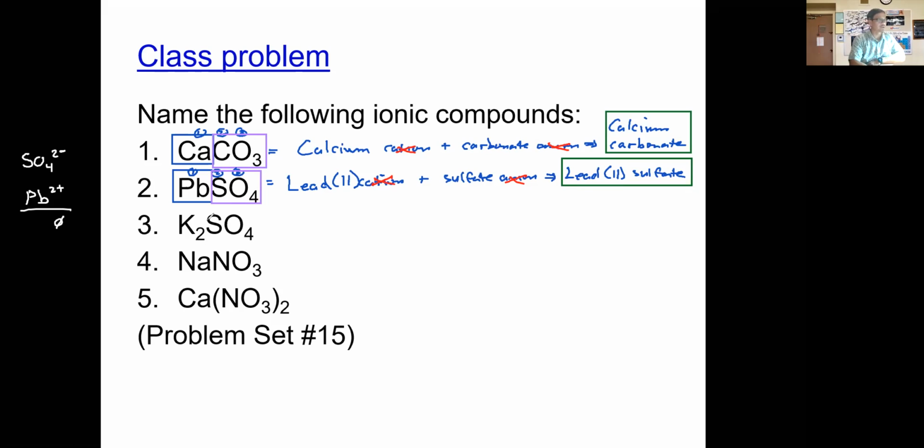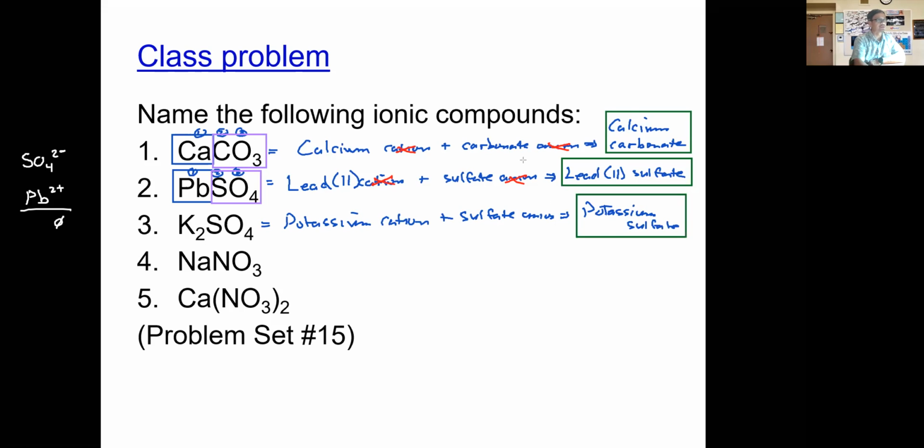I think we can go through this fairly quickly. This is not a binary compound. This is a non-binary compound. The cation in this one is K, which is potassium. Potassium is not a transition metal, so we do not need a Roman numeral. The anion here again is sulfate. Dropping the term cation and the term anion, we get the name of this compound: potassium sulfate. That's what we have right there.